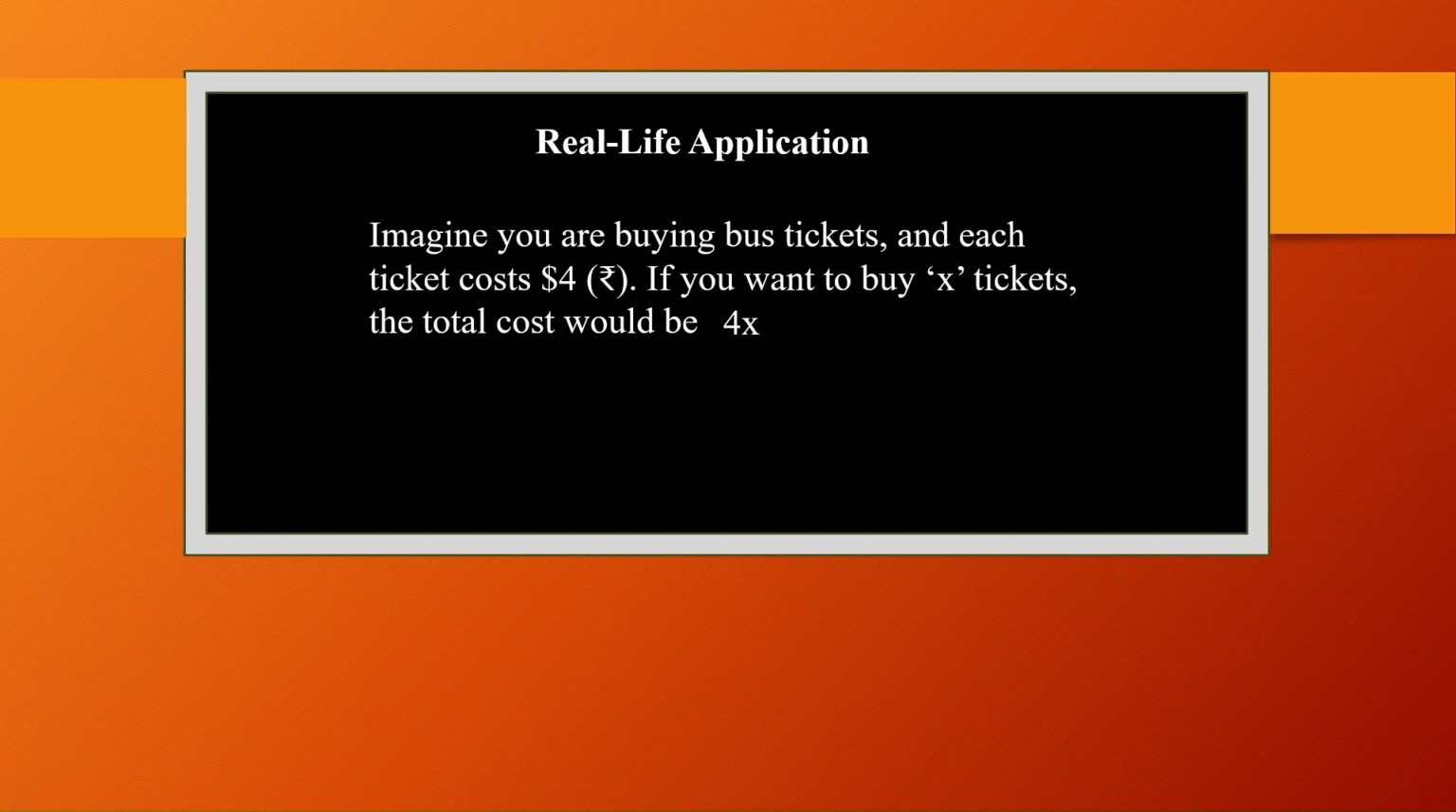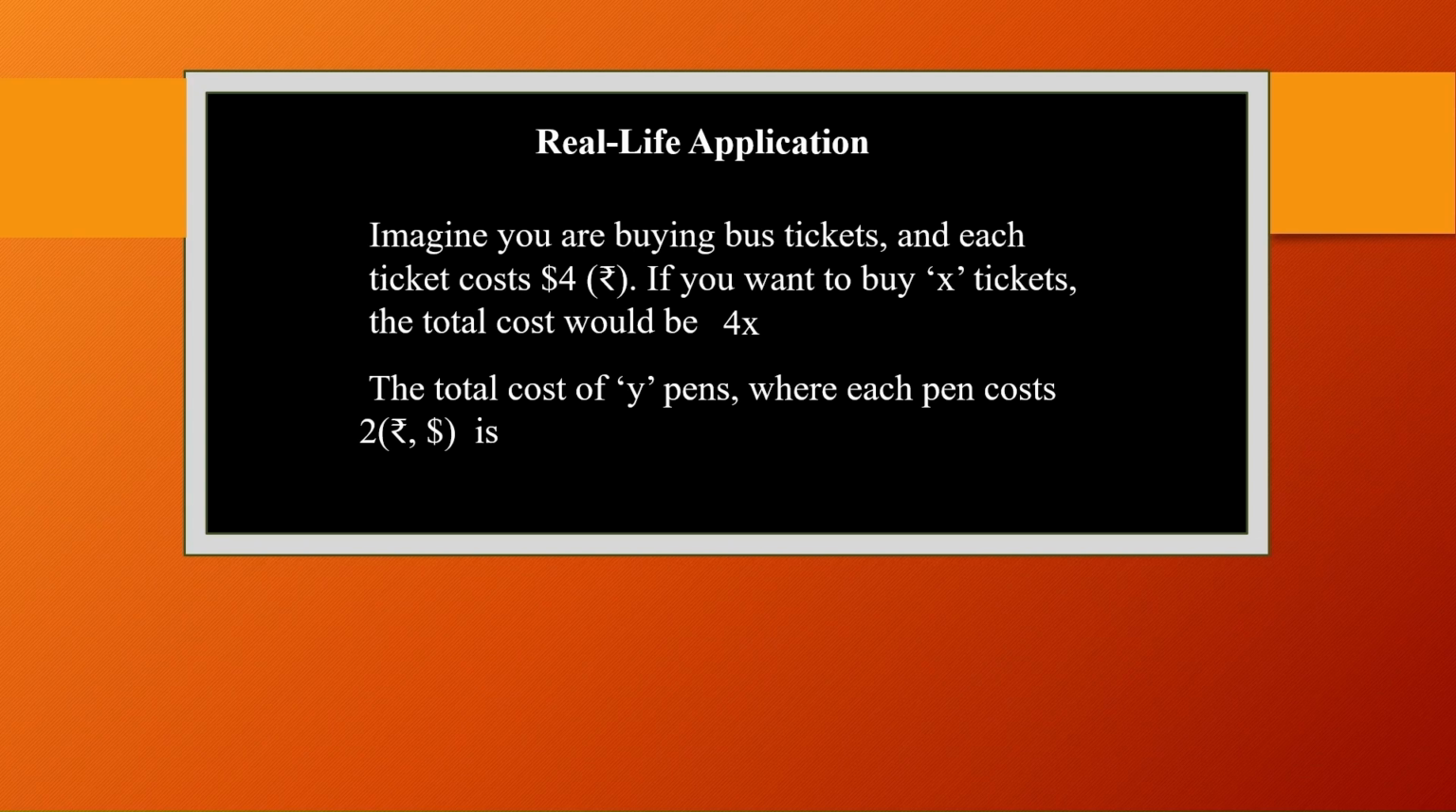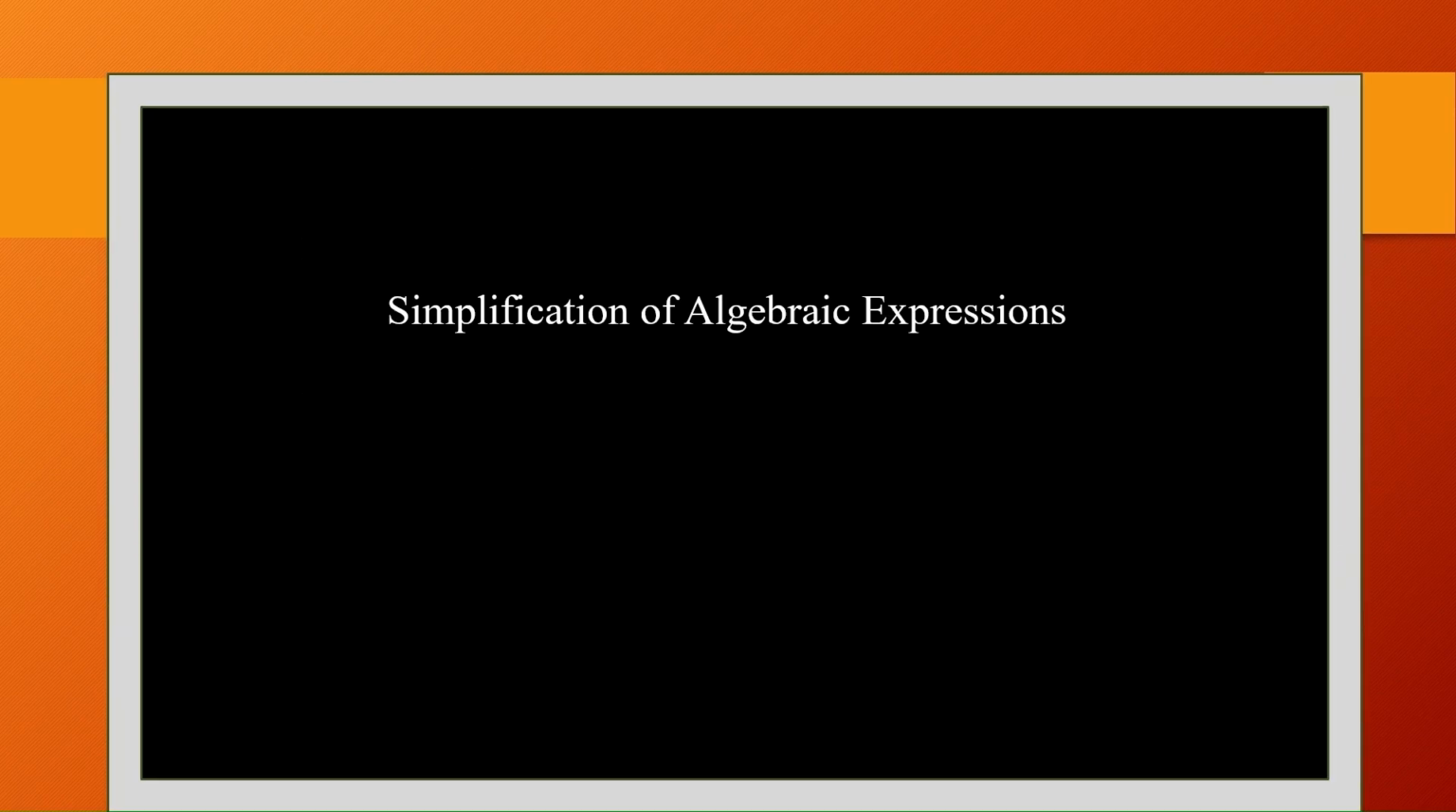4x. Correct. This is an algebraic expression that helps us quickly figure out the cost, no matter how many tickets we need. Next question, the total cost of y pens, where each pen costs 2 rupees or $2, is how much? If you said 2y, it is correct. The answer is 2y. Simplification of algebraic expressions.